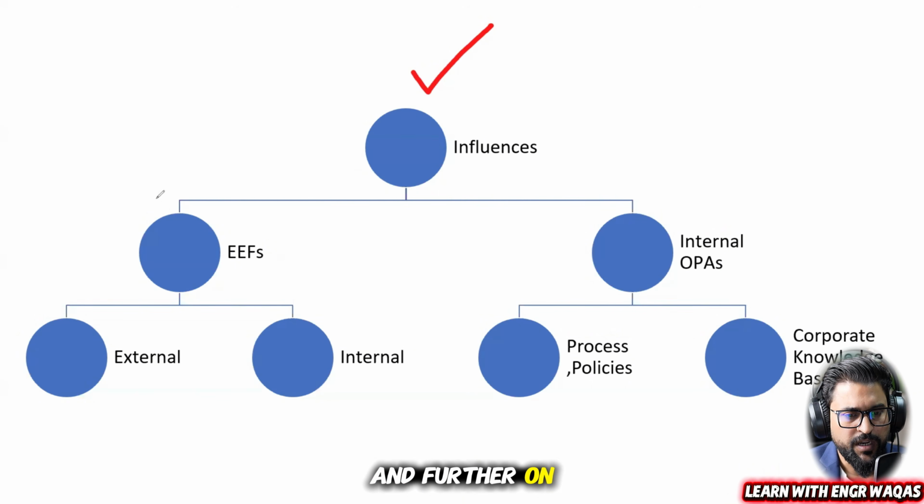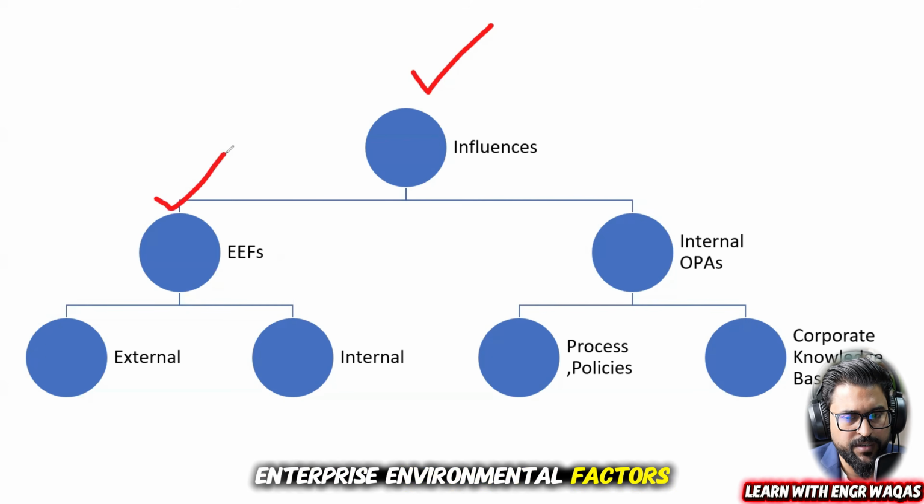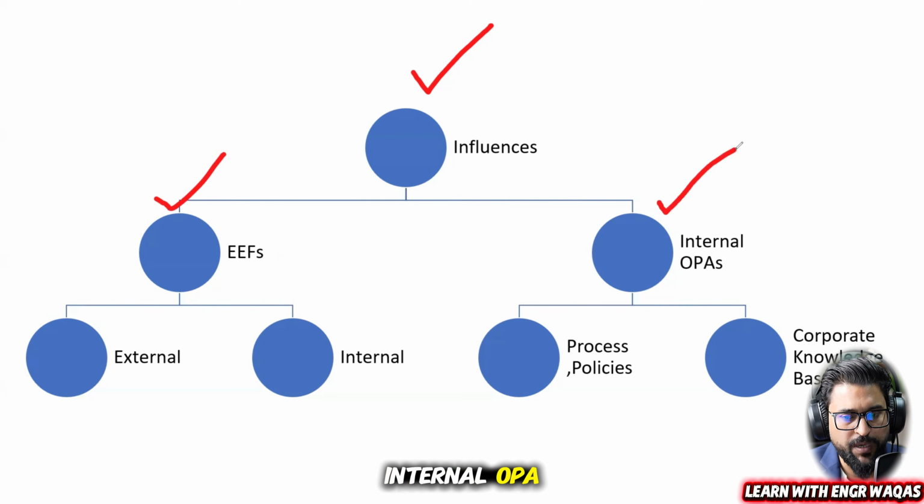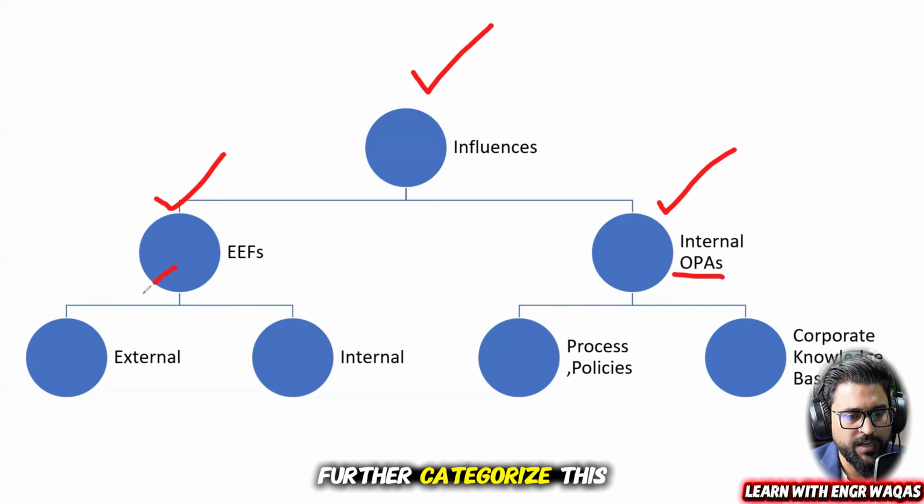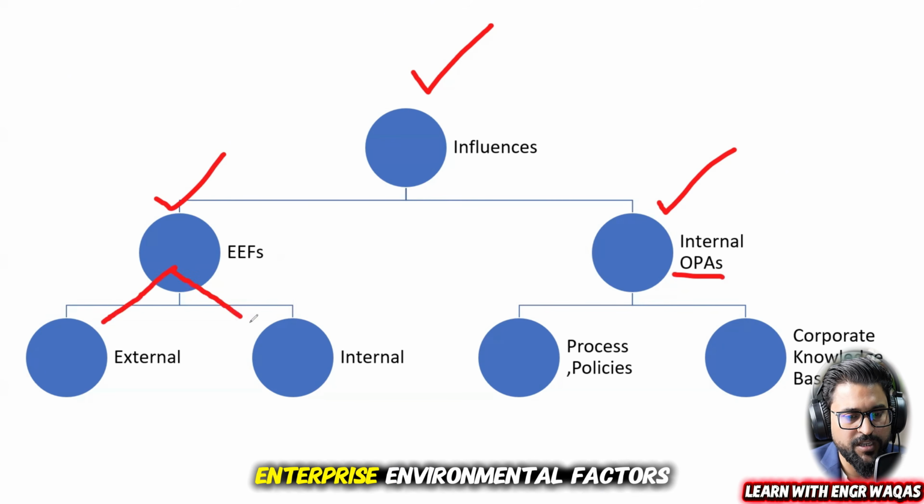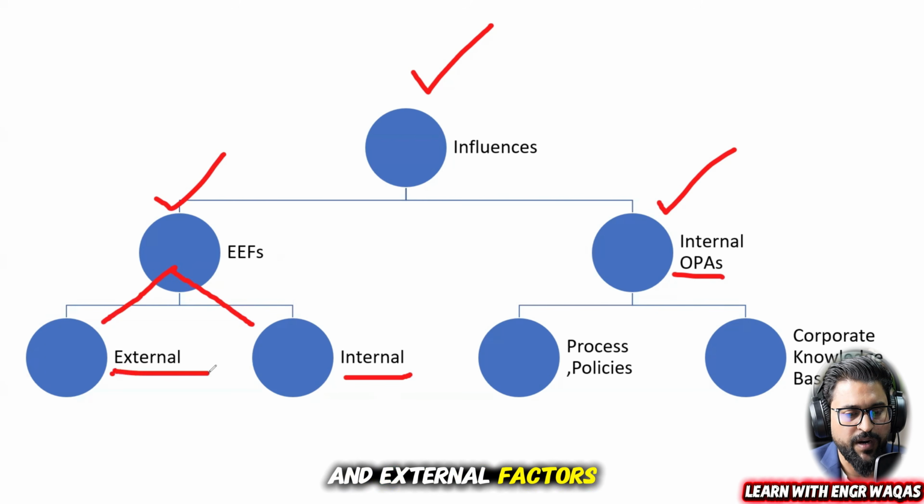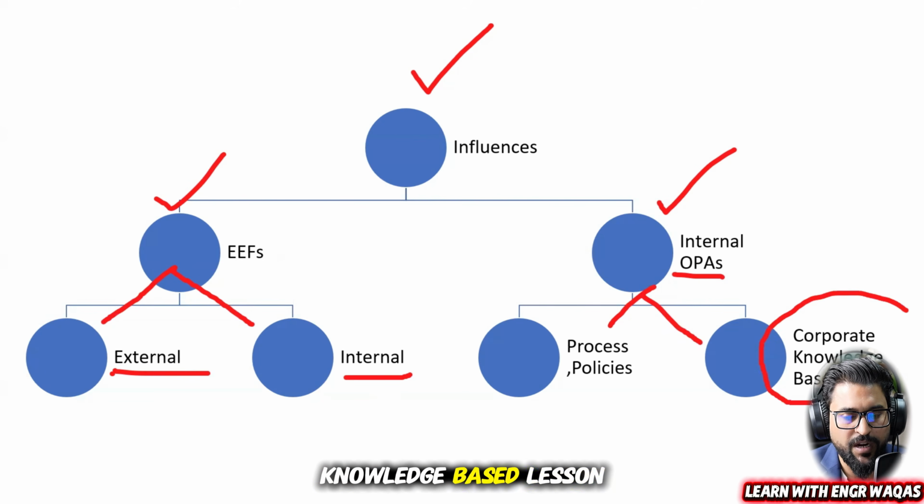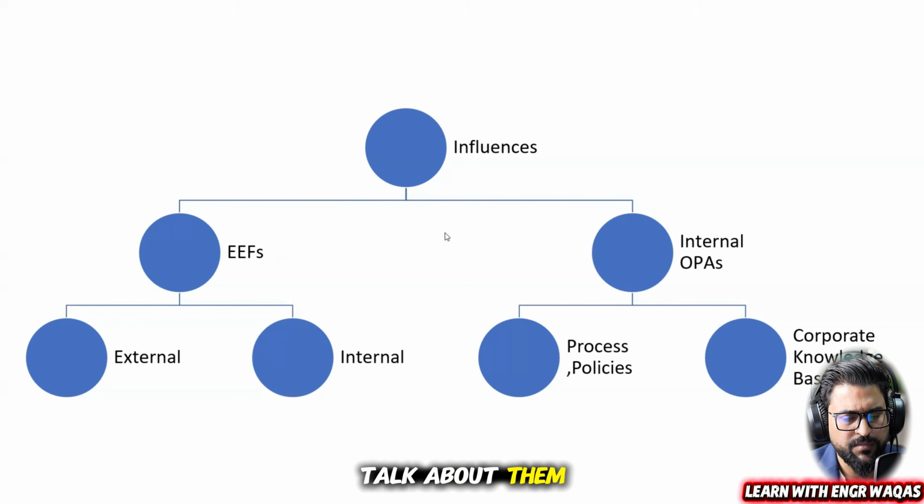And further on, there are enterprise environmental factors, then there are internal OPAs, organizational process assets. Then we can further categorize enterprise environmental factors into internal factors and external factors. And further, OPAs are comprised of processes, policies, and corporate knowledge base, lessons learned, right? So let's talk about them step by step.